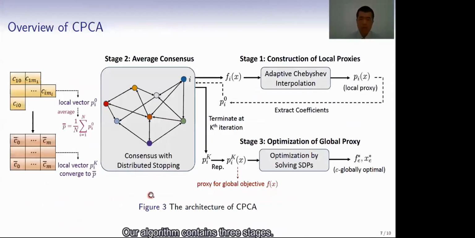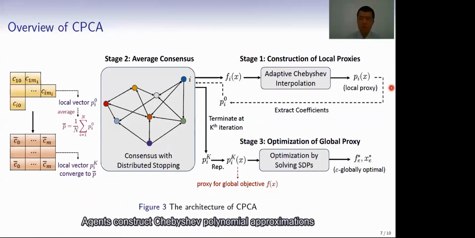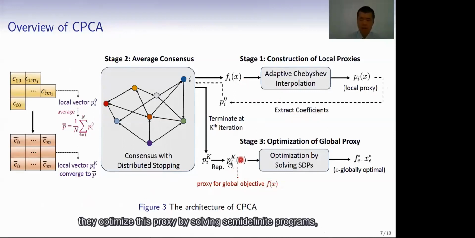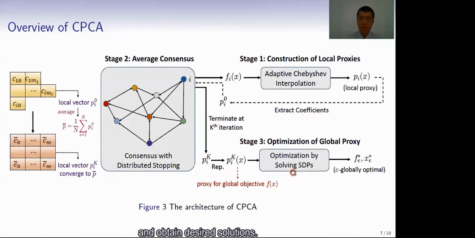Our algorithm contains three stages. First, agents construct Chebyshev polynomial approximations for the local objectives. Then, they take the vectors of coefficients of these local proxies as variables and go on average consensus to update these variables. Once the iteration terminates, they obtain a proxy which corresponds to the global objective. Finally, they optimize this proxy by solving semi-definite programs and obtain desired solutions.